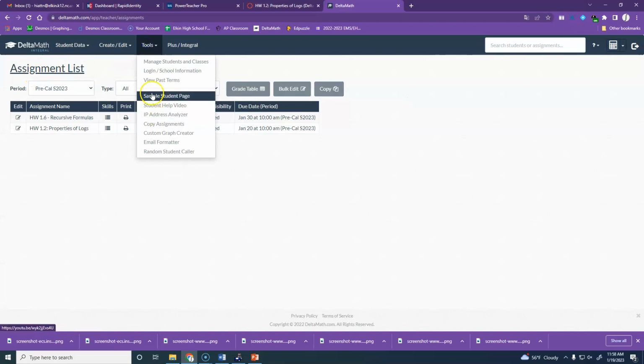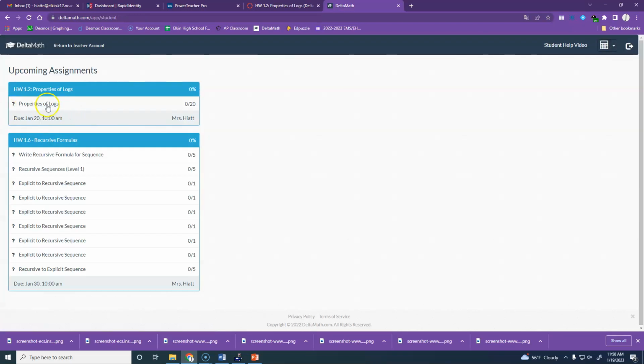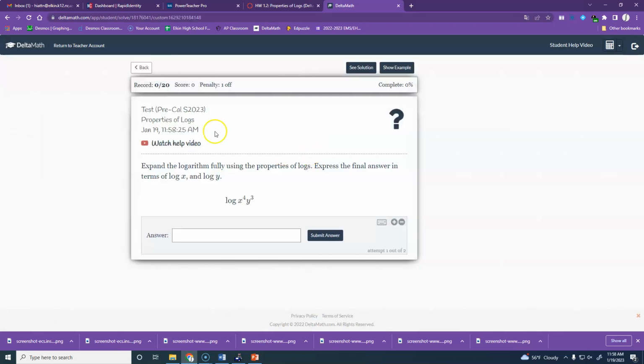Okay. Now, when you get into Delta Math, you should see here homework 1.2 Properties of Log. That's for today. It is going to ask you to do 20 questions. For Delta Math, it does show me how long you spend on the assignment and how many questions you have done. Preferably you will just do all 20 and get them right, and it not take you too awful long, and we'll go about our lives.